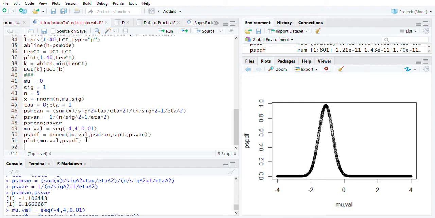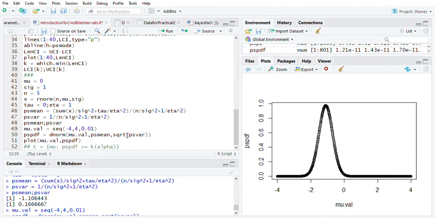Okay, now the procedure starts with the construction of set C. Now what is set C? Let us write the definition here. It is the collection of all mu such that the posterior distribution is greater than or equal to a constant K, which depends on alpha, the confidence coefficient of the interval. So right, this is what we are going to follow.